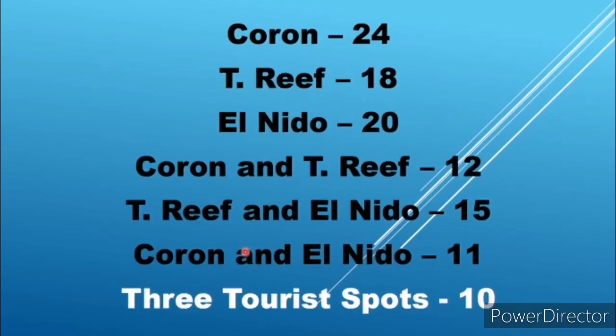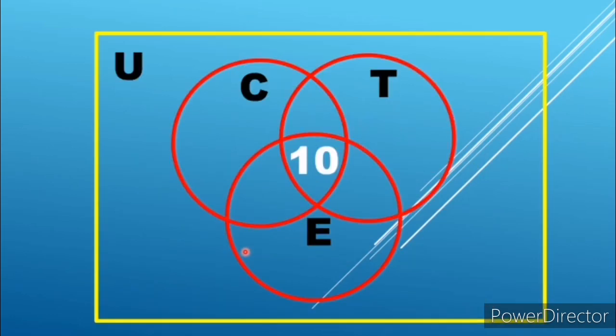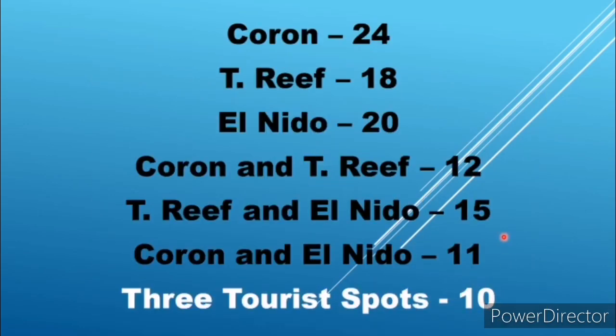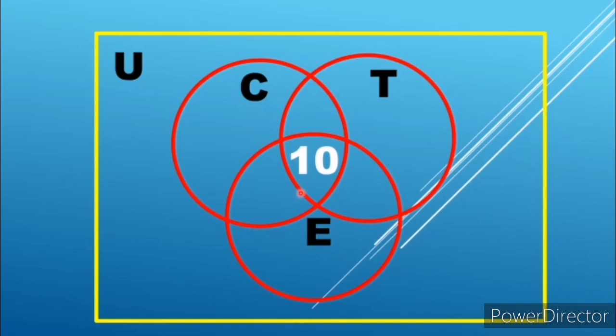So yung una natin, sabi ko nga sa inyo kanina, we have to work on backward. So unahin natin yung number ng students na nagpunta sa 3 tourist spots. So ayan. So nilagay ko na dito, ito yung 10 students, sabi natin kanina 10 yung students. So 10 students na nagpunta sa 3 tourist spots. Bakit inilagay ko sa gitna?